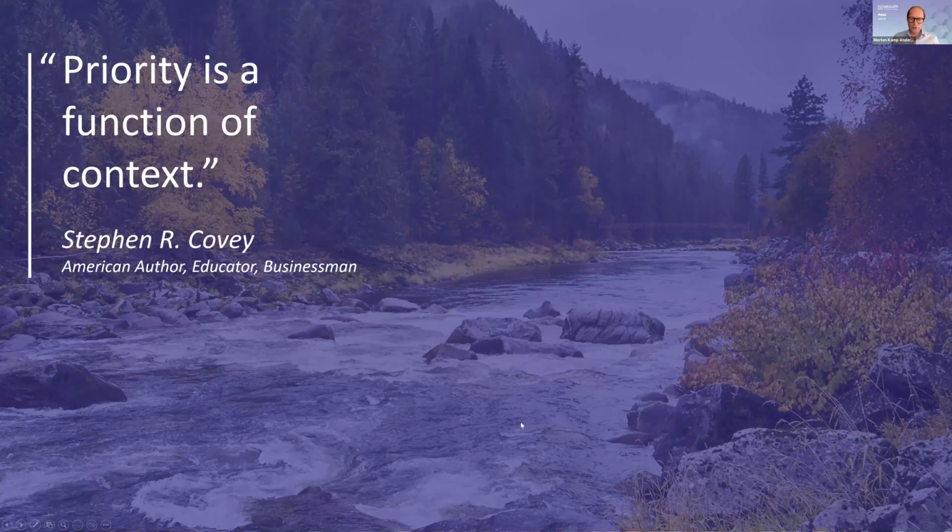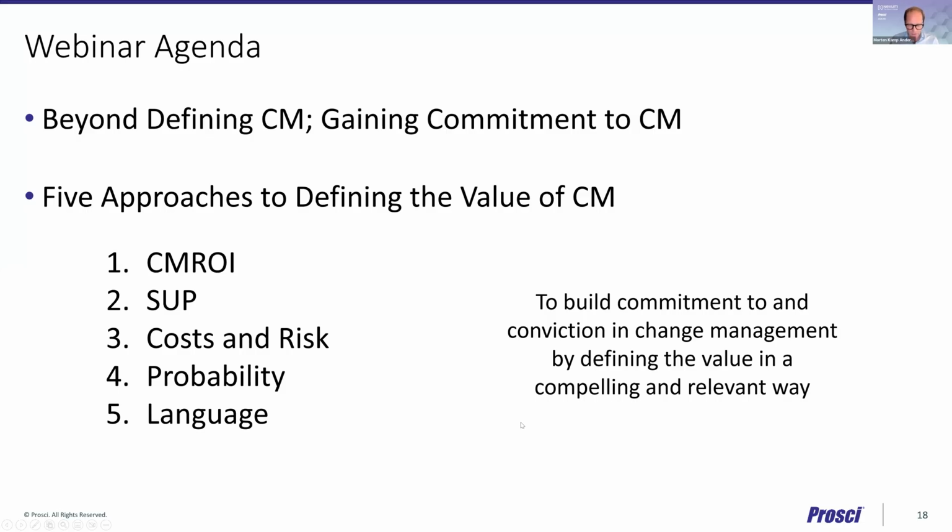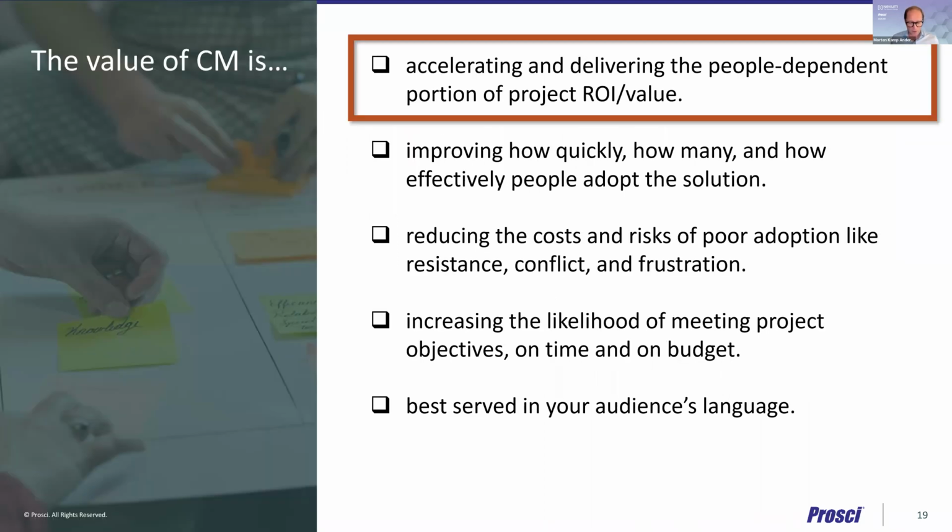Right. So that's going to pivot back into our second half, which is the 5 approaches to defining the value of change management. And I have 5 of them here, and we are going to lead with the value statement, and then we're going to unpack it, and then I'll tee you up with a question that you can use to operationalize that approach in your work. So here's our 5 value statements for change management.